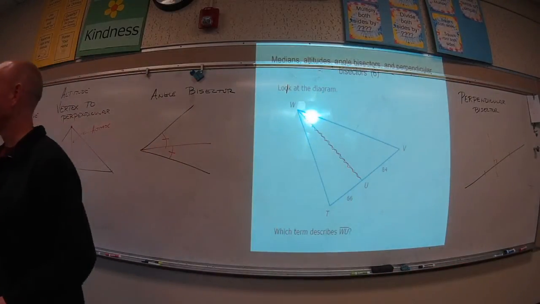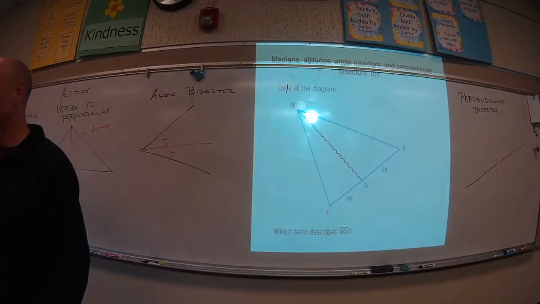Get your notes back out and turn to the next blank page and give me 4 boxes. Mr. Barre, you're killing me. We are doing congruent triangles now.